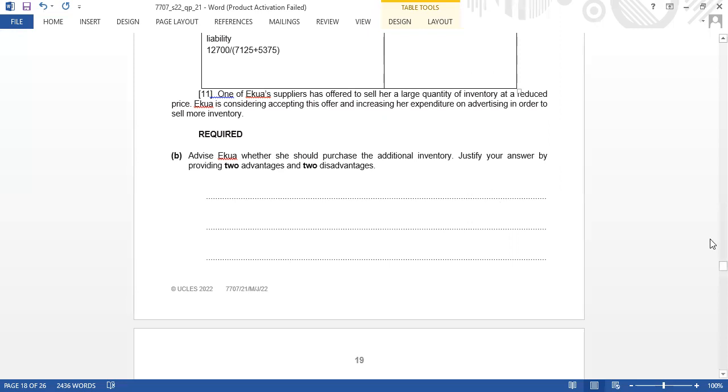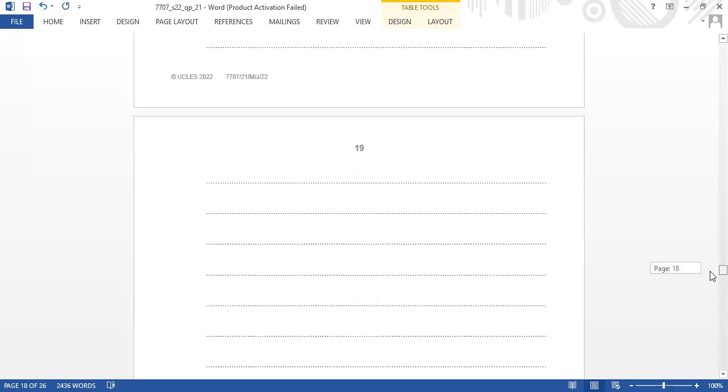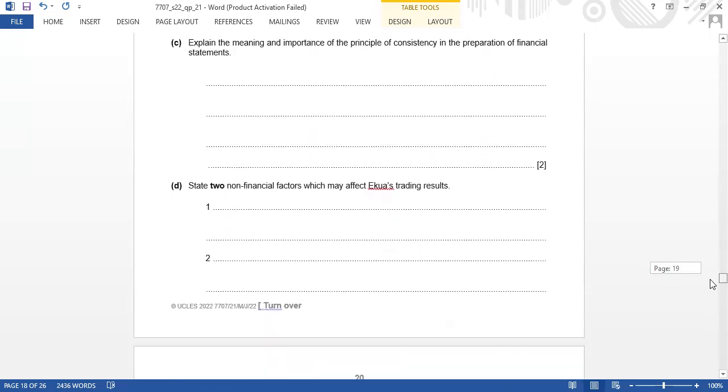And advertising doesn't guarantee that Equa will be able to gain more sales. Okay, C part is explain the meaning and importance of the principle of consistency in the preparation of financial statements.